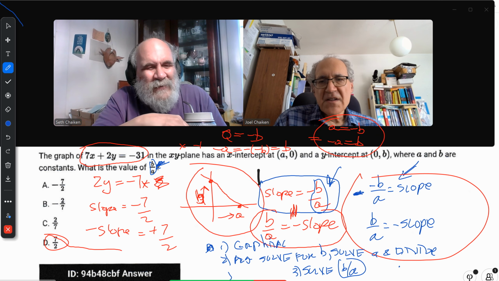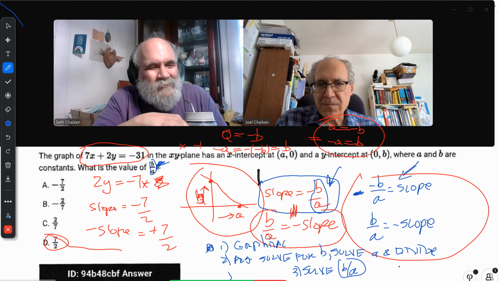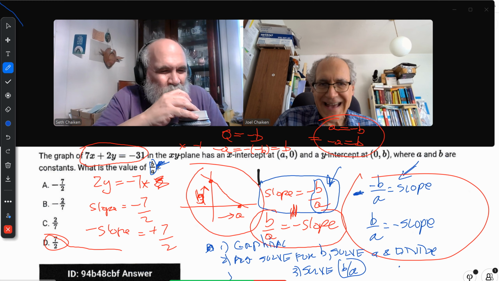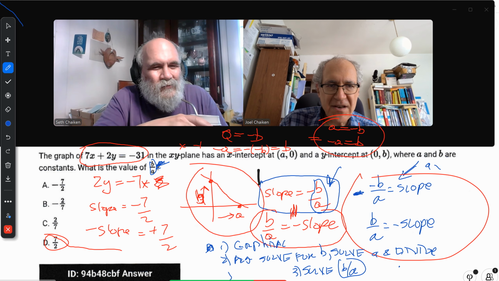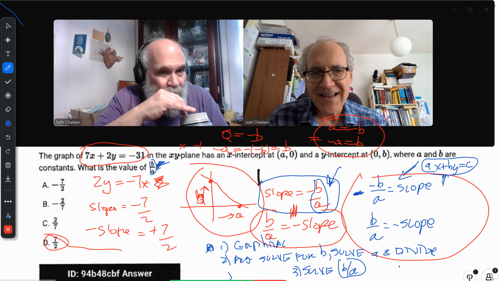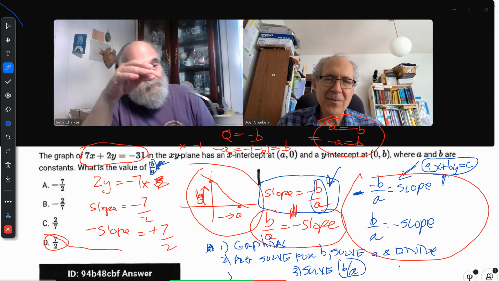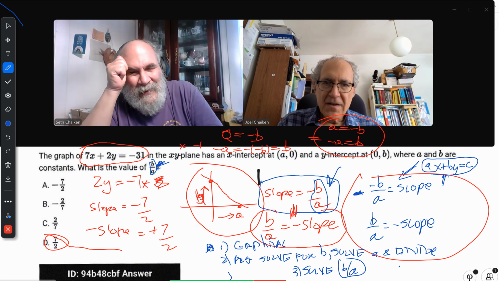For those people, hopefully you are not doing this, but given an equation in standard form, ax plus by equals c, you can actually memorize formulas for the slope and the x and y intercepts. Highly unsuggested because it's not that hard to get them on the fly. But that is possible.